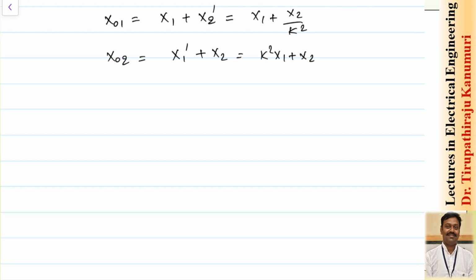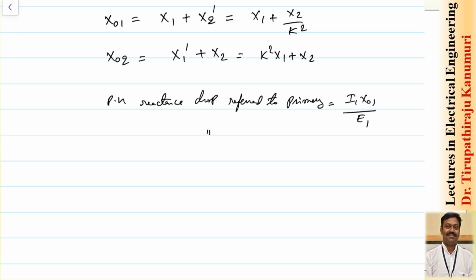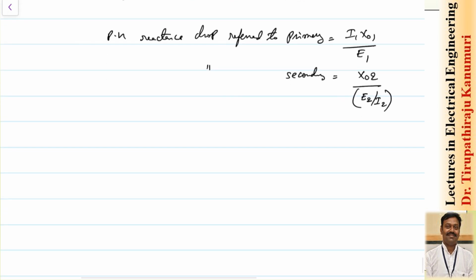Okay, and because of this x01, I can calculate the per unit reactance drop referred to primary, which will be I1 x01 divided by E1. Similarly, the per unit reactance drop referred to the secondary side will be x02. I have to divide with the base value. Actually, why is it coming like this? X02, I have to divide with the base value. The base value of the voltage is E2 and of the current is I2. So that is the reason it is coming like this. It will become unitless because the units are impedance by impedance.